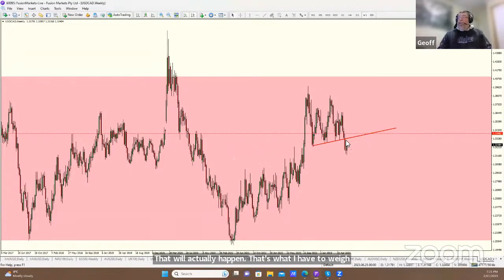That's what I have to weigh up. You could do that. You could enter at a small risk and add to the position if it does exactly as you consider that it might. But you could also just play it safe and wait for that to occur.